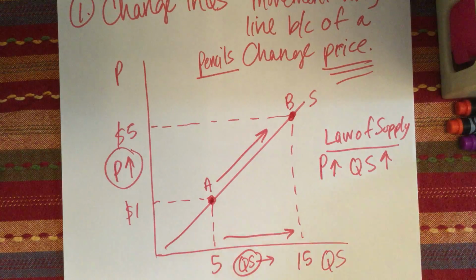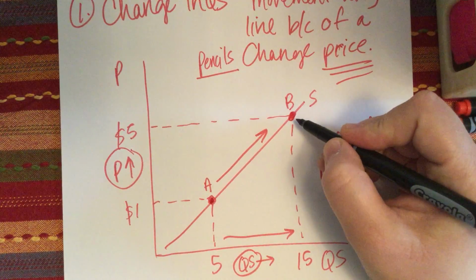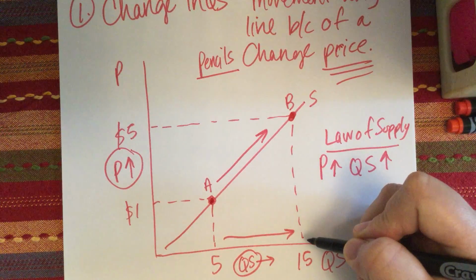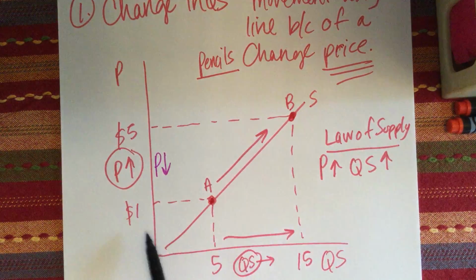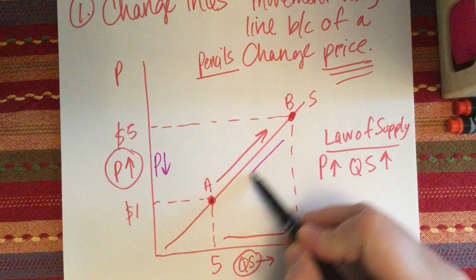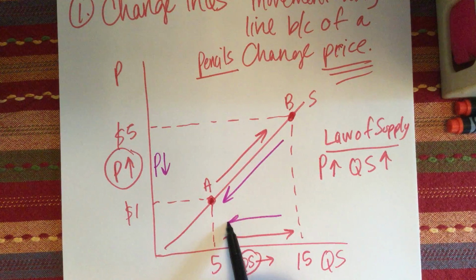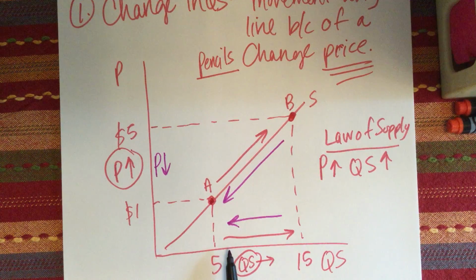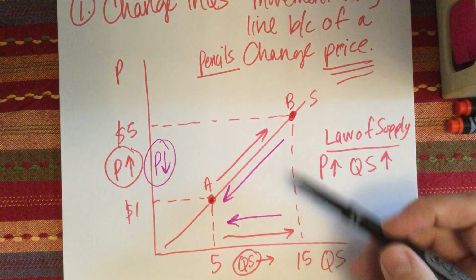Let's say, for example, that price has gone down. Let's say that the price that was prevailing in the market was $5 and I was supplying 15 units of pencils to the market. And then price decided to drop down to $1. So now I'm going from point B to point A. And now I'm going to decrease the quantity that I supply to the market from 15 units to 5 units. So that is, again, a movement along the line because of a change in price.